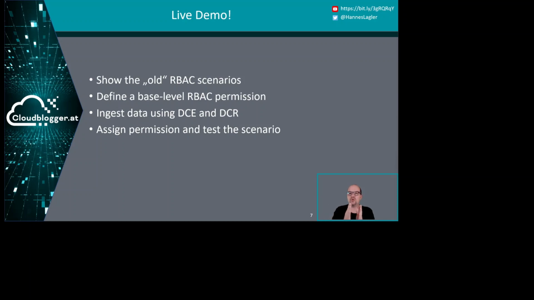I want to project away some data from the data stream because it's not required on my Sentinel tables, and you have really flexible options here. So I want to give you an overview about DCE, DCR, how you can use it, how you can split it down into separate tables. And at the end, I want to assign the permission and test the scenario.